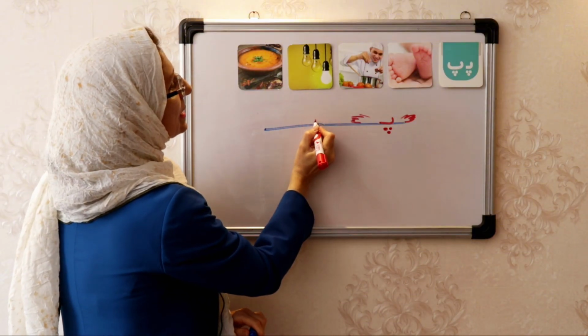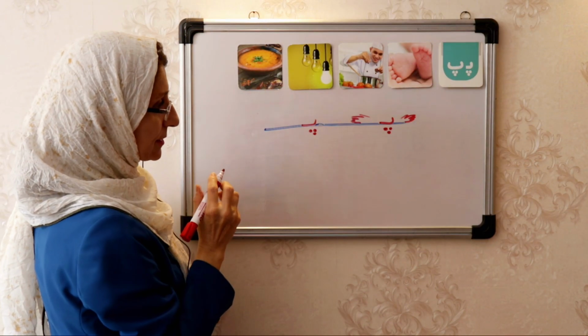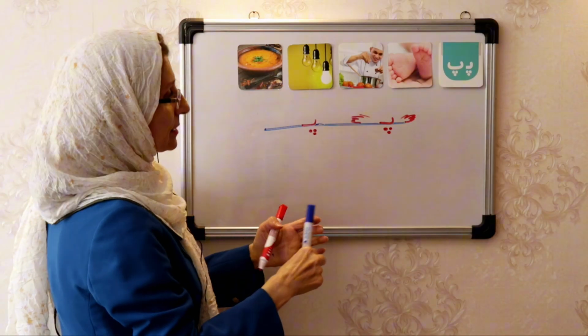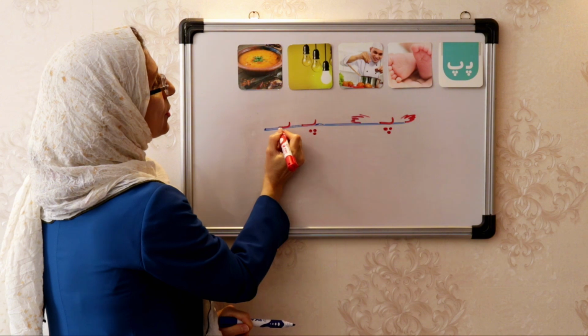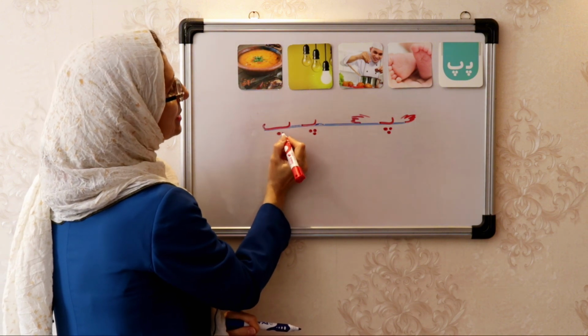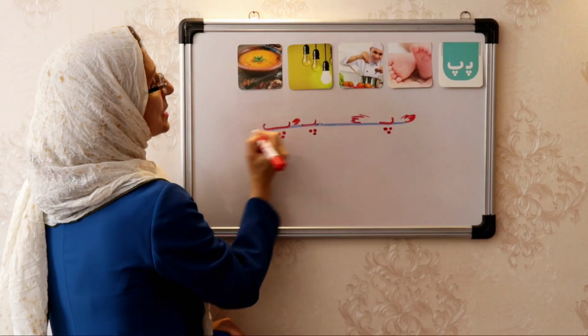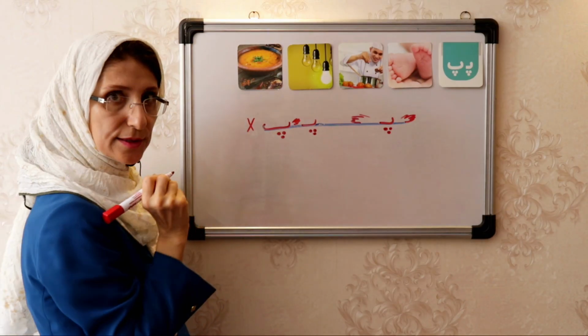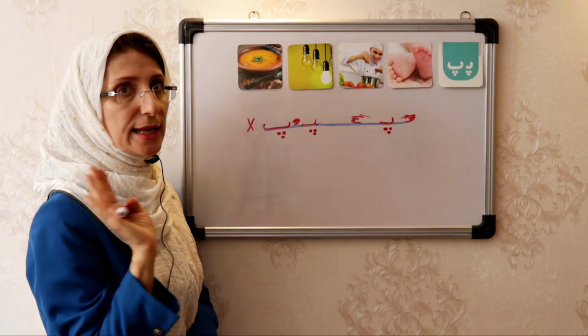This is the middle position, but this P comes always at the end of the word. It connects to the previous sound, but not the next. That's why we say P آخر, P the last.